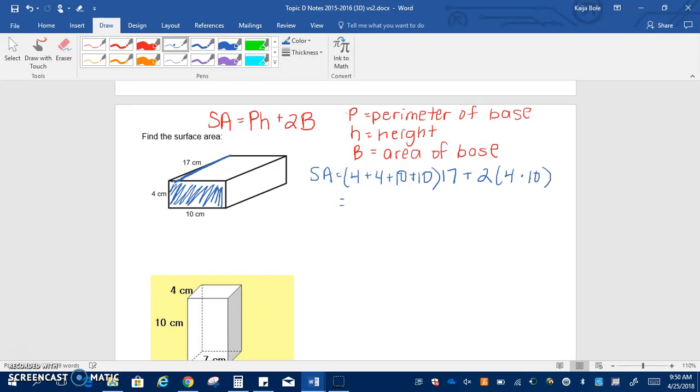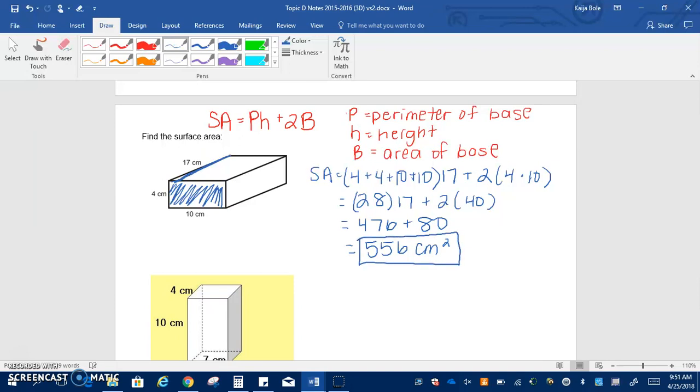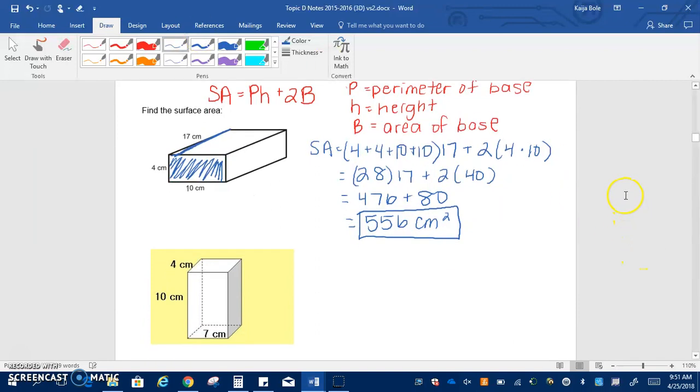Now I add up 4 and 4 and 10 and 10, and I get 28, times 17, plus 2 times, and 4 times 10 is 40. If I keep going through order of operations, 28 times 17 is 476, plus 80. So my grand total of surface area is 556 square centimeters. I think you will all agree that this is a lot better than the first one, finding all the individual ones, so we're just going to keep using this formula.